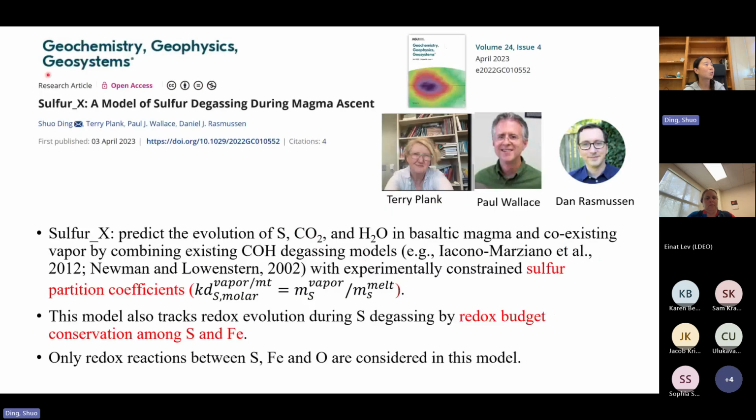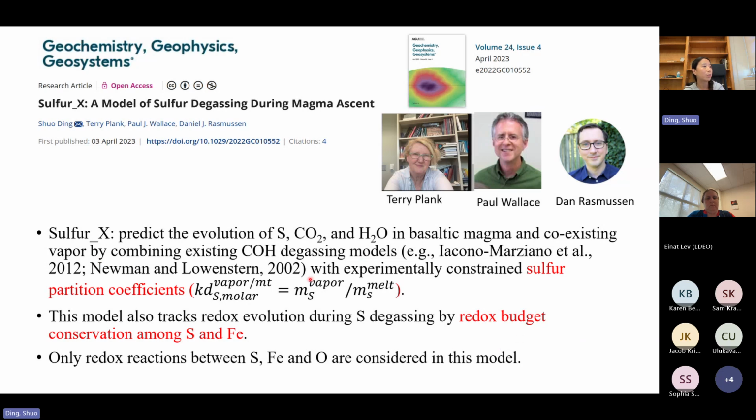Okay, so here's the SulfurX model, which we published with my co-authors from GCubed in 2023. Basically, it's a model to predict the evolution of three volatiles, sulfur, CO2, and water, in basaltic magma or basaltic andesite, and also in the coexisting vapor.